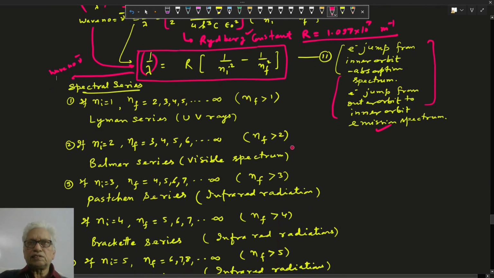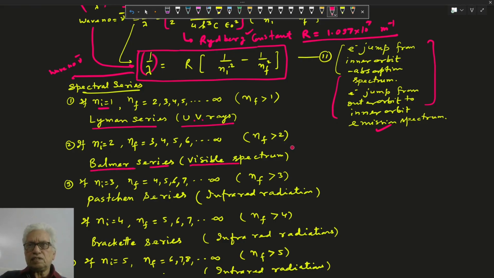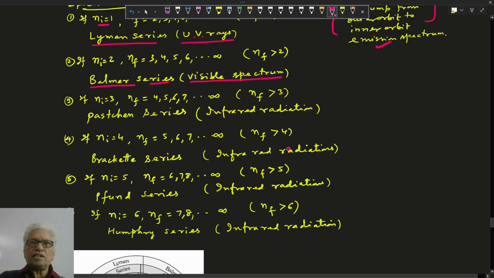So spectral series, if n_i is equal to 1 and n_f more than 1, 2, 3, 4, 5, 6 like, it is called the Lyman series. Comes here in the UV rays, ultraviolet rays. If n_i is 2, n_f is more than 2, 3, 4, 5, 6 like, it is called Balmer series. It is coming under visible spectrum. If n_i is 3, n_f more than 3, 4, 5, 6 like, called Paschen series, it is infrared radiation. If n_i is 4, n_f is more than 4, 5, 6, 7 like, is called Brackett series.